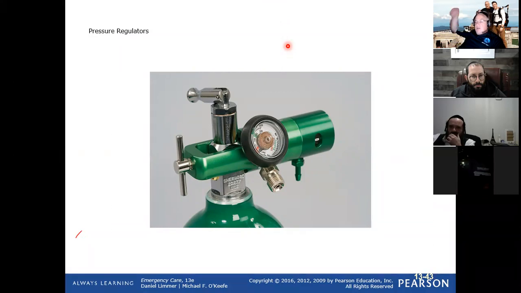So what the regulator does is it takes the pressure that's way too high for a patient to tolerate, brings it down to a safe level, and then allows us to give a specific amount of liters per minute of oxygen to a patient.